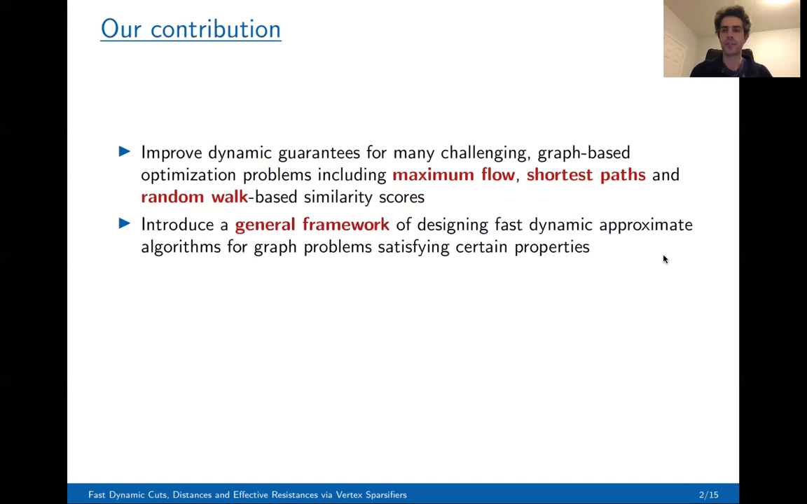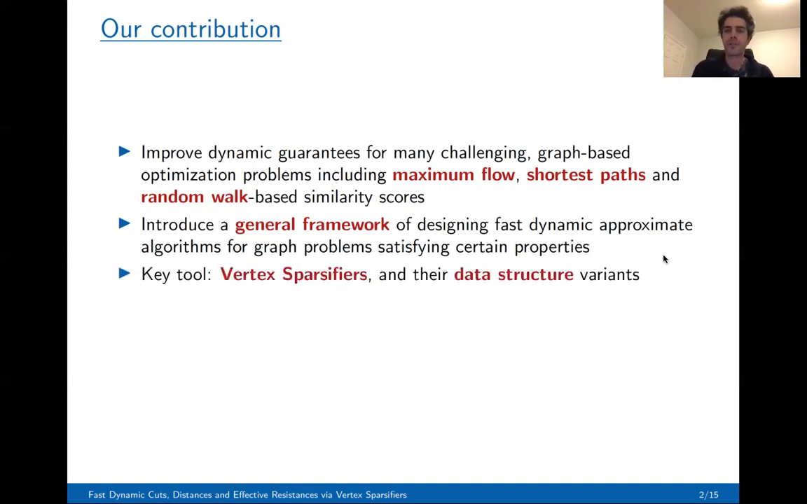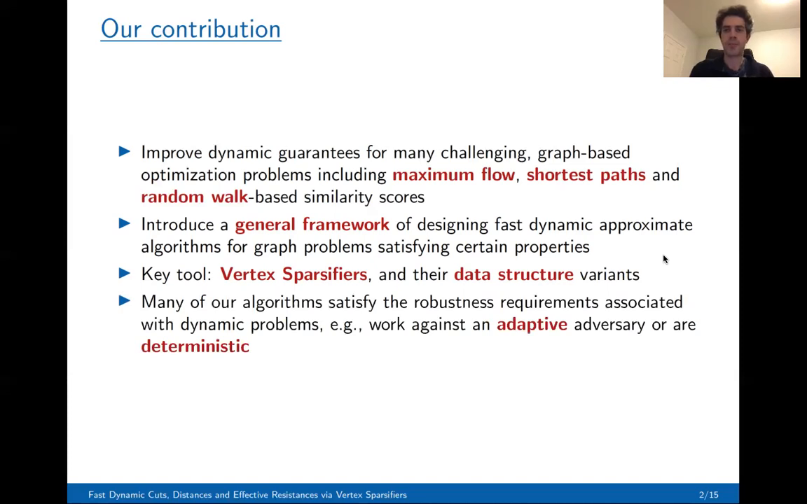We do this by introducing a general framework that allows us to design fast dynamic algorithms whenever the graph property we're looking at satisfies certain properties of interest or certain features. This is all achieved by using vertex sparsification and their data structure generalization, which connect them to dynamic graphs. Many of the algorithms in this paper also satisfy the robustness requirement associated with dynamic problems. For example, the max flow result works against an adaptive adversary, while the shortest path result is deterministic.